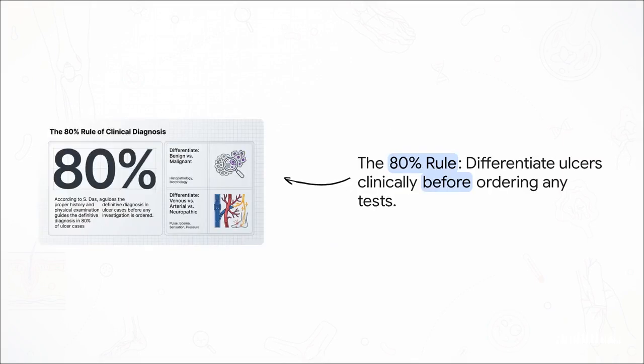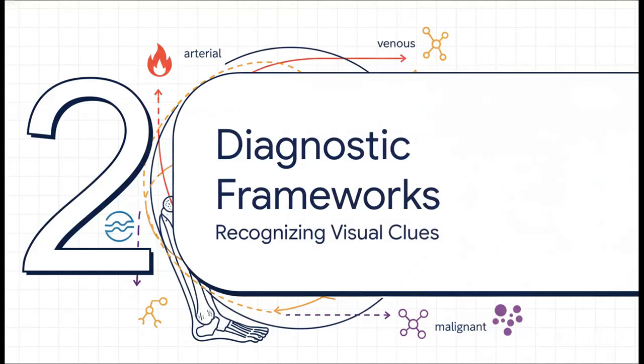Think about what that 80% really means. It means that well before you order a single test, just by using your eyes, your hands, and your brain, you can already start to figure out what you're dealing with. Is it benign or malignant? Is it a venous problem or an arterial one? This skill right here is what separates a student who just follows orders from a clinician who truly understands the patient.